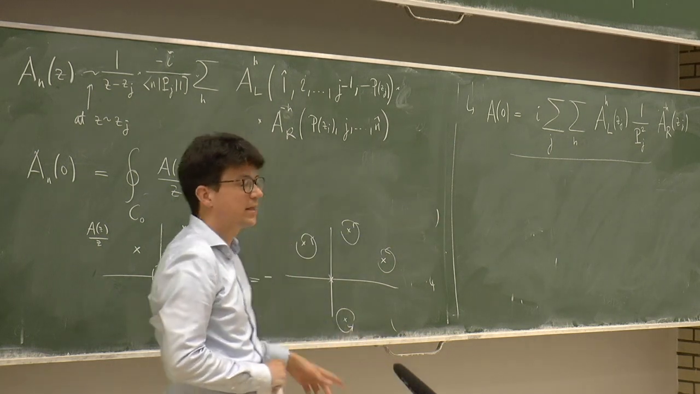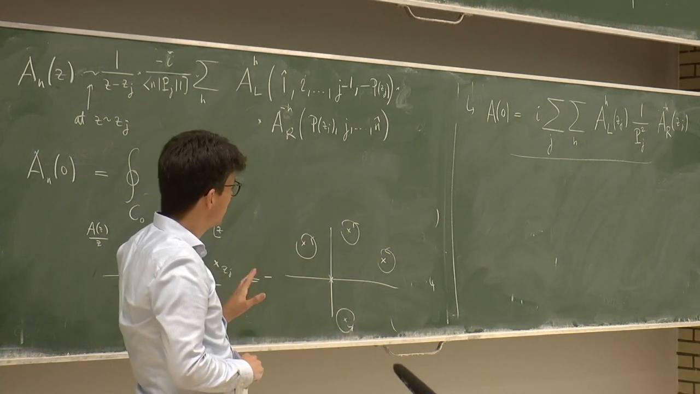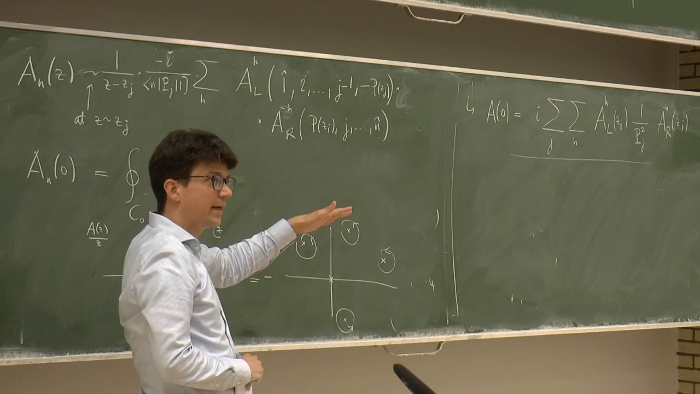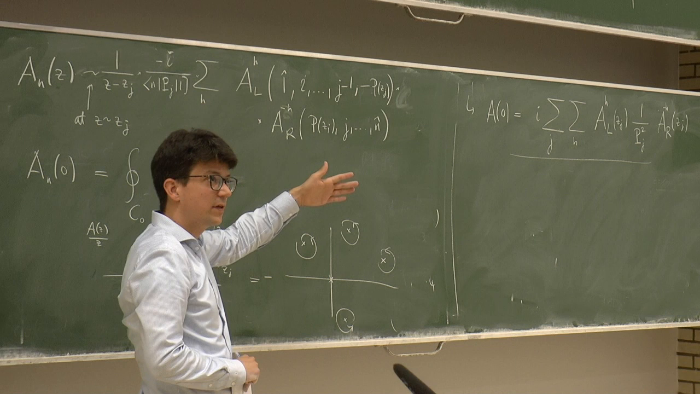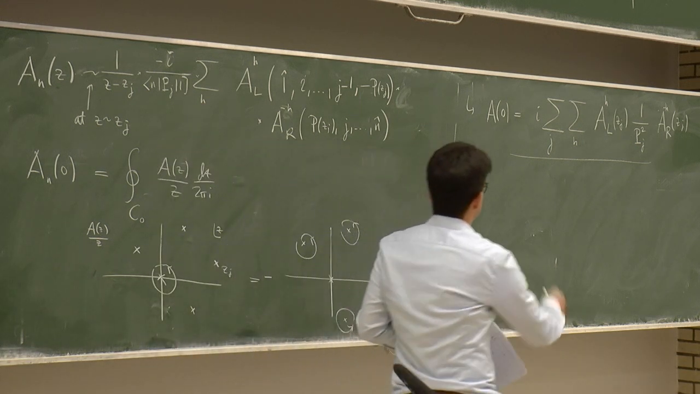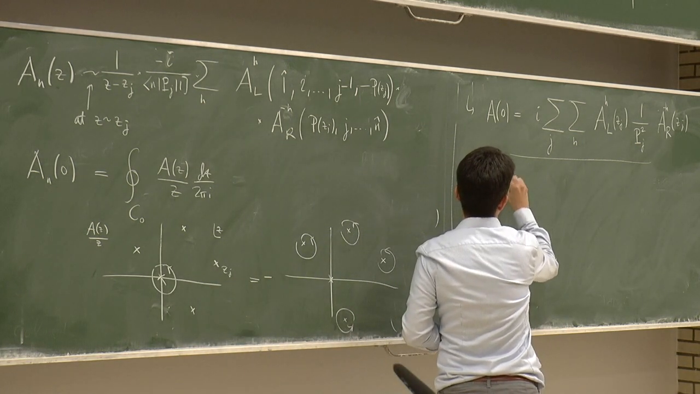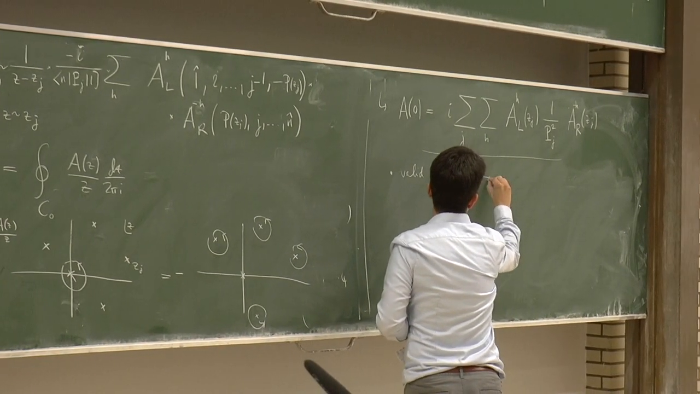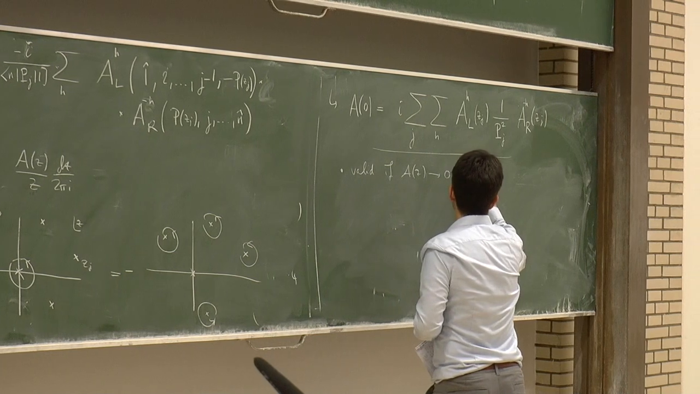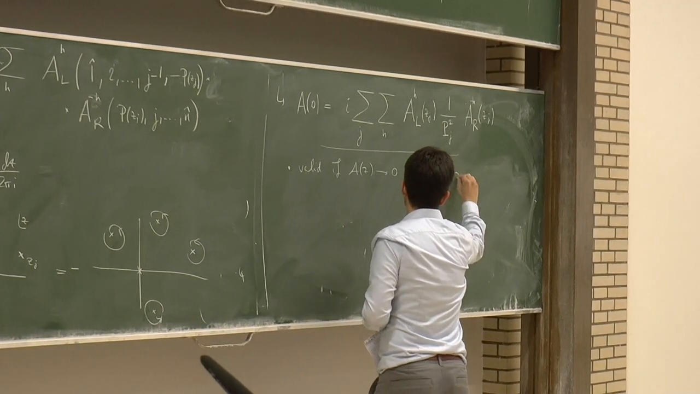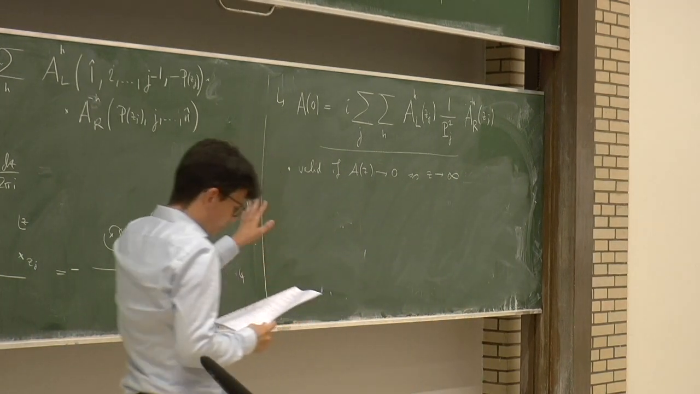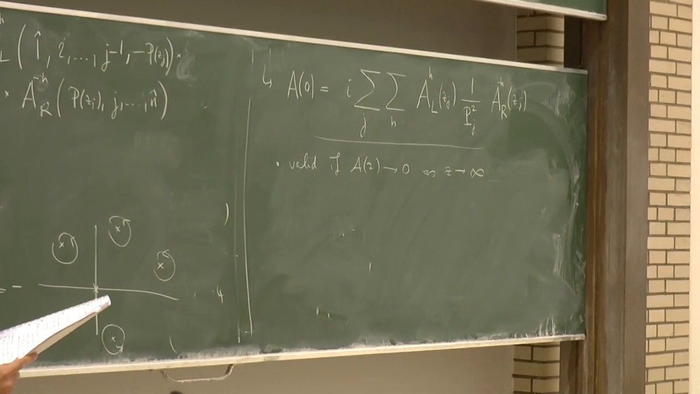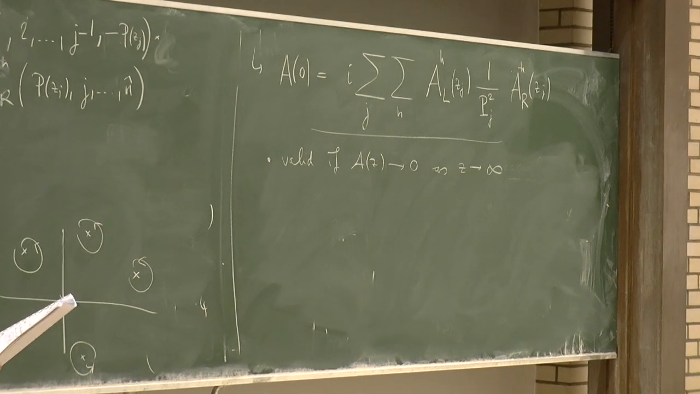So as usual in complex analysis here, you need to analyze also how A of Z behaves at infinity. And what we did here is valid if the amplitude vanishes. So we should say this is valid if A of Z goes to 0 as Z goes to infinity. I'll tell you later that this is actually justified for gluon amplitudes, at least if one is a little bit careful.